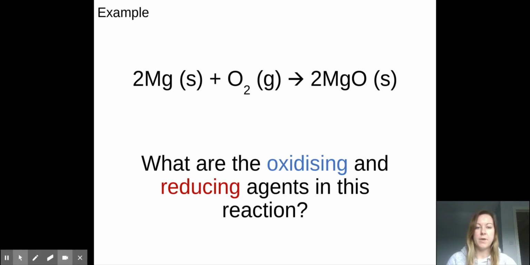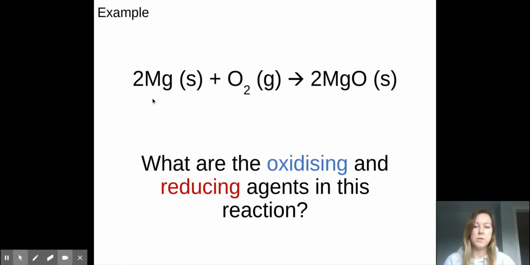So in this equation then, let's start with oxygen. So oxygen is a molecule here. So we have 2 oxygen atoms becoming a 2 minus ion. So for oxygen to go from being neutral to becoming 2 negative, it has to have gained electrons. So oxygen is gaining electrons. That means that oxygen is getting reduced. So it must be the oxidizing agent.